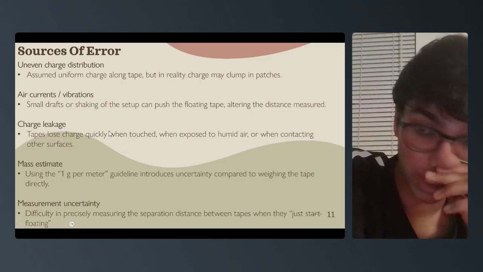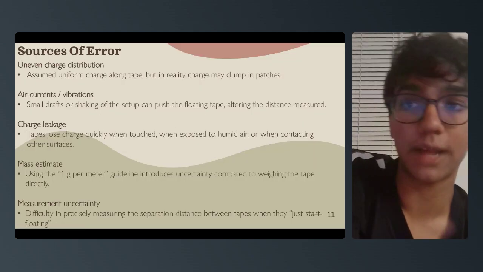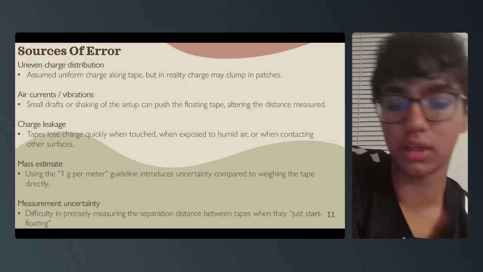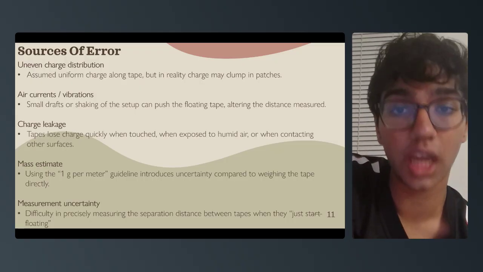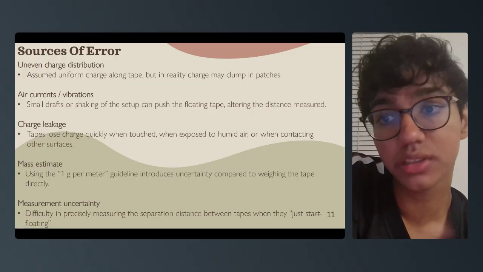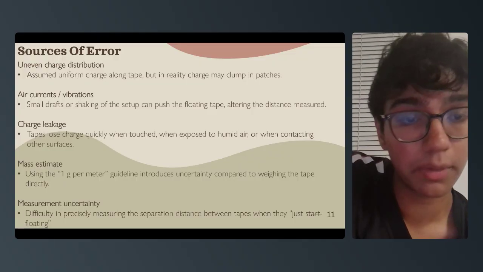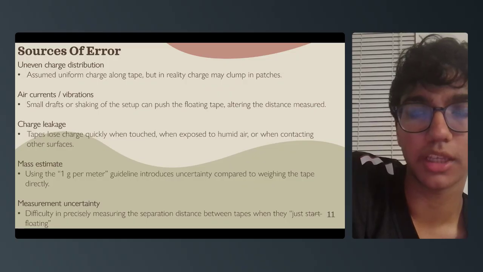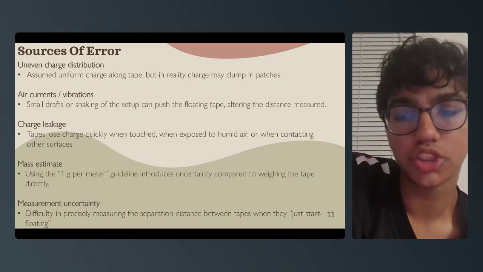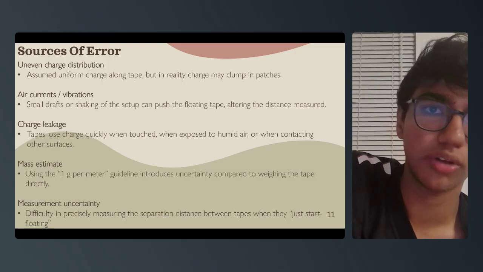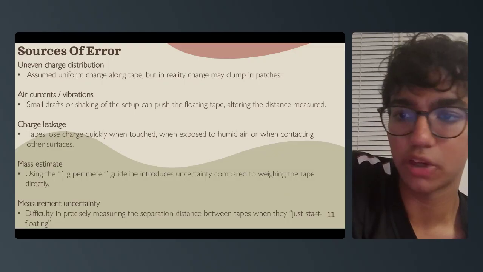Sources of error. Some of the sources of error that we could have had in this lab would be uneven charge distribution. We assume that there's a uniform charge density along a line, but it may clump in patches. Air currents or vibration: small drafts shaking the setup can push the floating tape, and hence disturb the equilibrium Fe equals Fg. Charge leakage: tapes can lose charge quickly when touched, or exposed to warmth or any oil or other substances, so there could be charge leakage there.